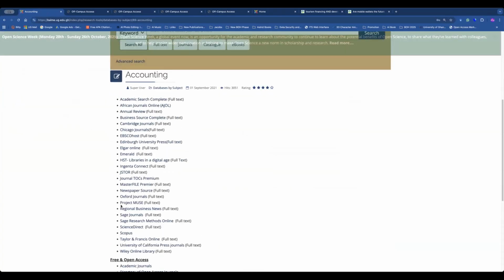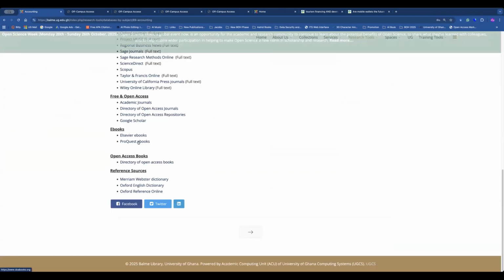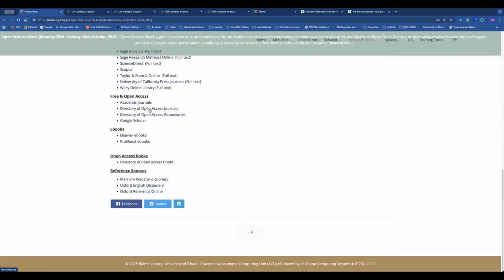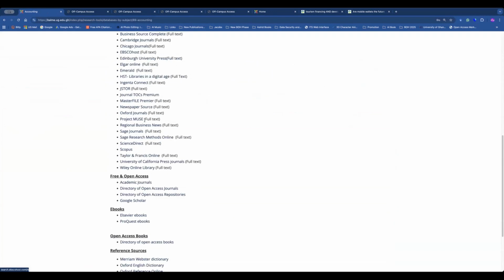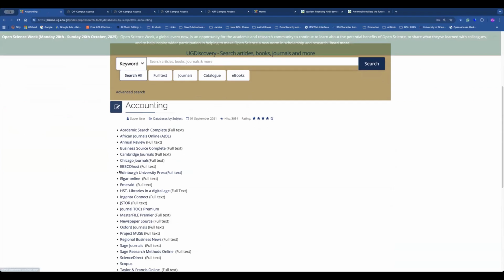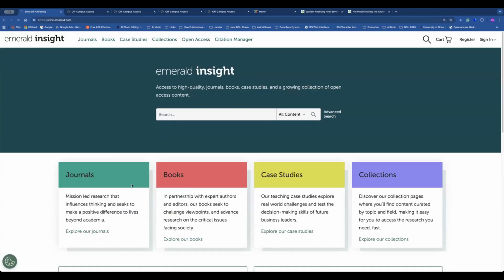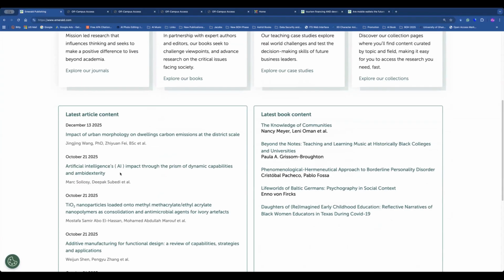There are quite a lot of them. Sage, Emerald is also here already, so Emerald is good. Then there are others like the academic journal directory and open access journals. Okay, so now that I've seen it, I can know which of them I want to choose. I see Emerald is here. So it has opened it for me. But if I start searching, it gives me the same problem because I can't download them.